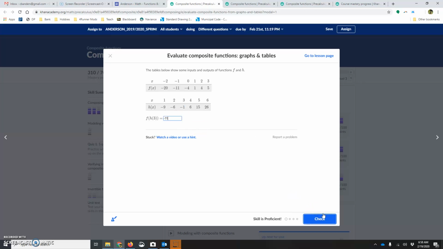So yeah, there's very little actual arithmetic here. This is just actually knowing the concept and being able to read a table or graph. I think the next one will be a graph.